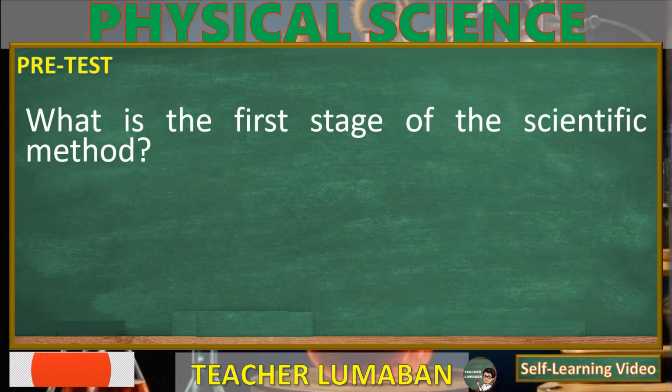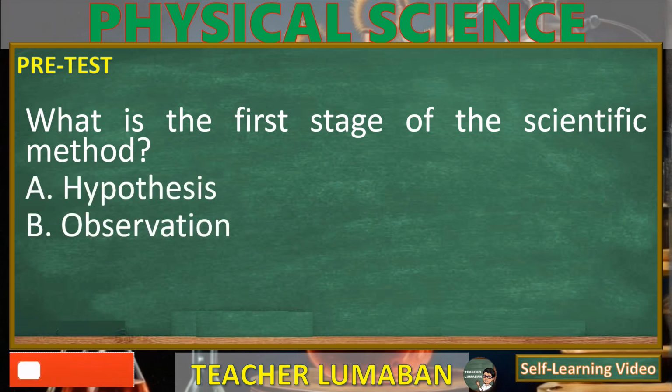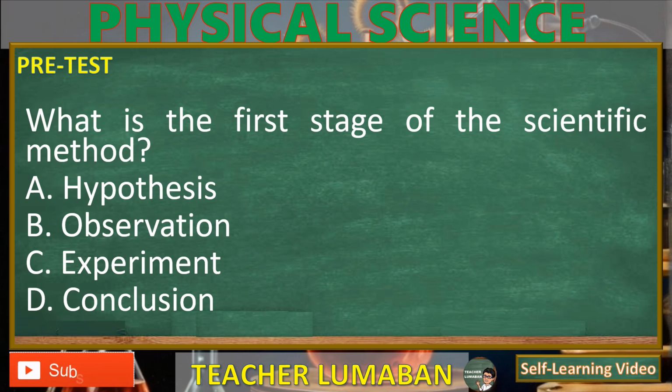What is the first stage of the scientific method? A. Hypothesis. B. Observation. C. Experiment. D. Conclusion.